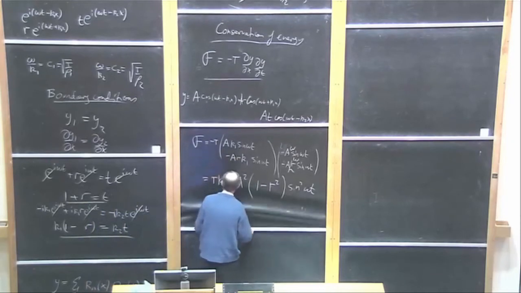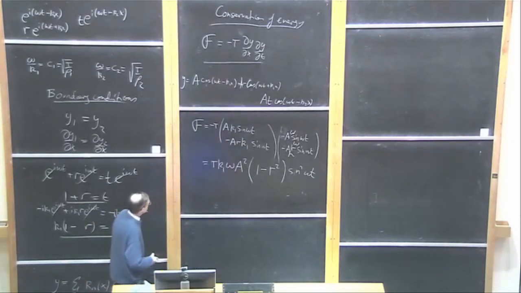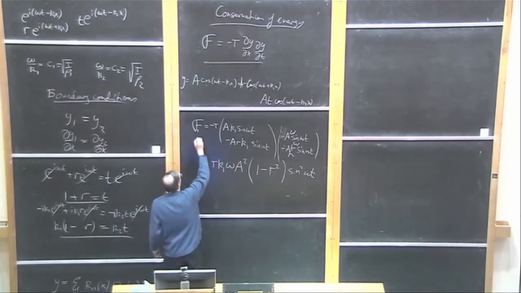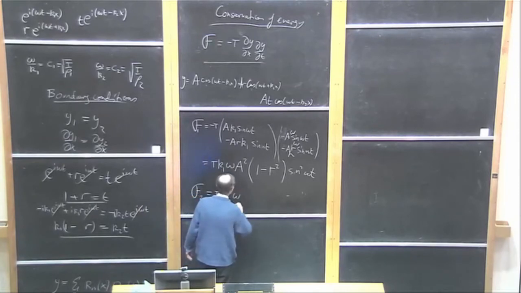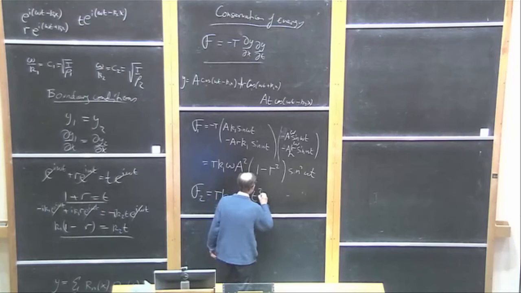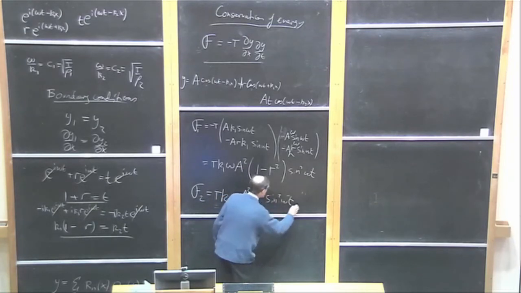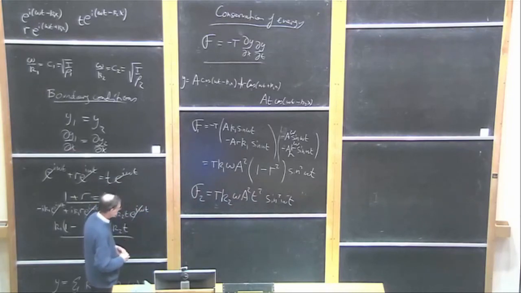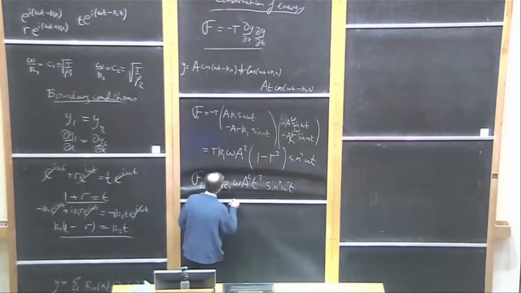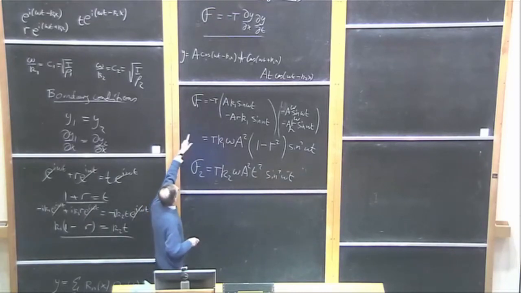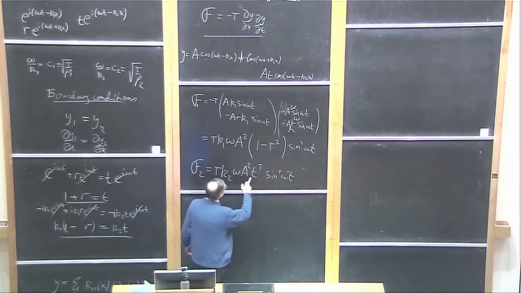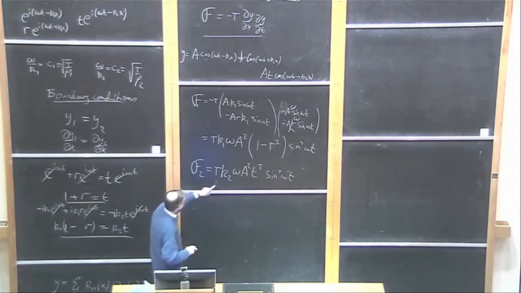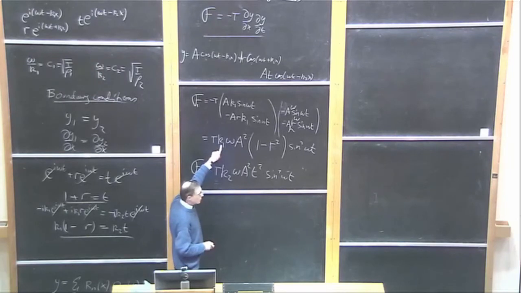So that's the flux on the left, and it involves 1 minus r squared. But it involves tk1. So that's f1. Now the flux on the other side, f2, will be tk2 omega a squared t squared sine squared omega t. Be a much simpler calculation. So our requirement is that f1 equals f2. And so it doesn't matter if t is bigger than 1, provided this k is sufficiently small compared with this k.